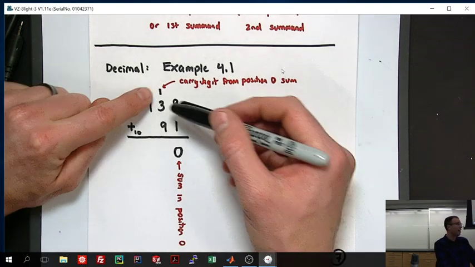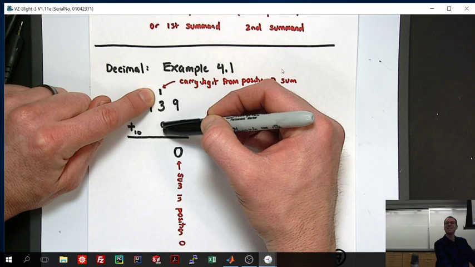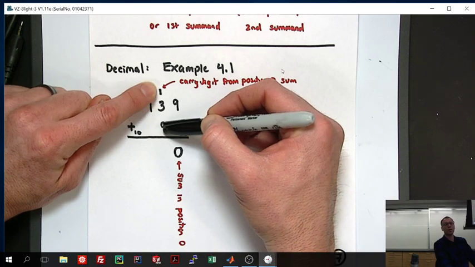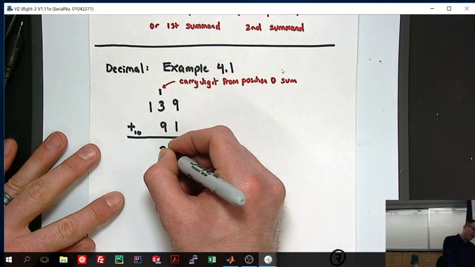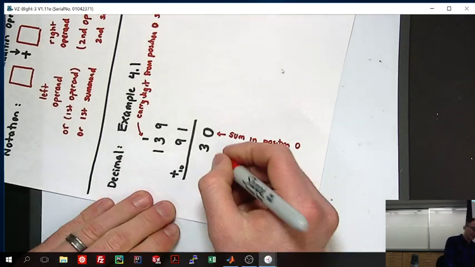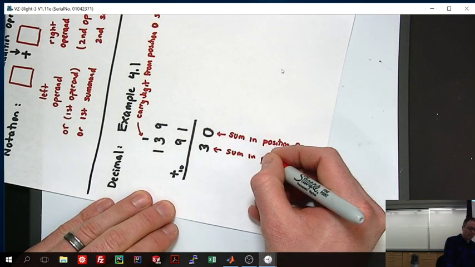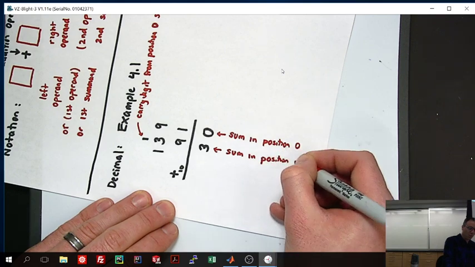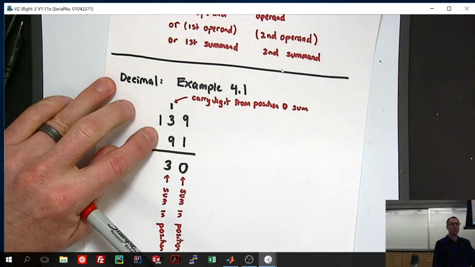Yeah, so actually we have three things that we're adding here. 3 plus 9 is 12 plus 1 is 13. What would we call the 3 there? Yeah, this is going to be the sum in position 1. What do we notice about those two things?